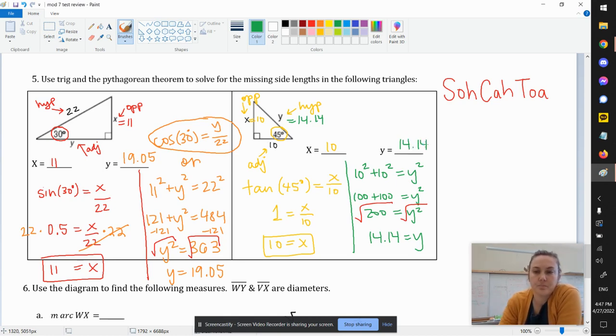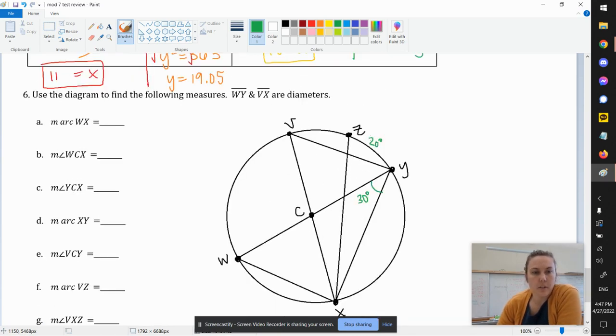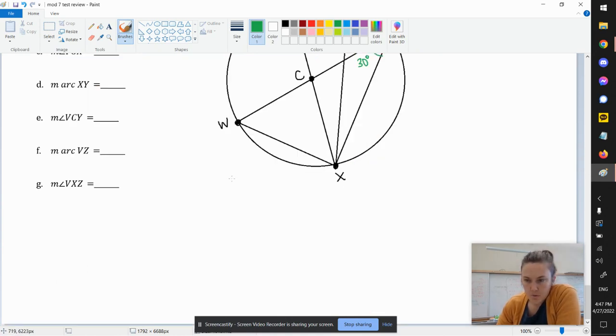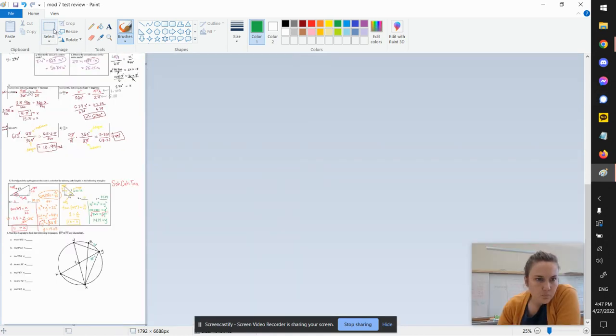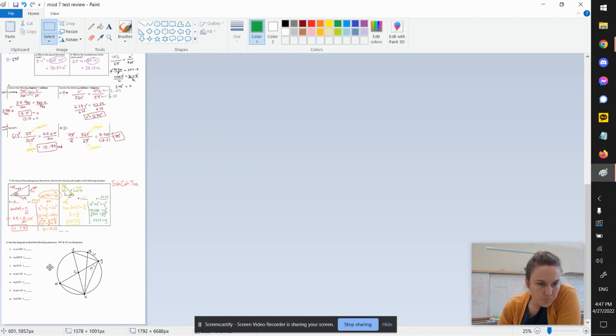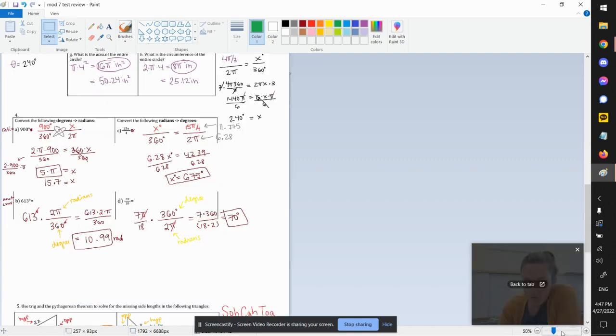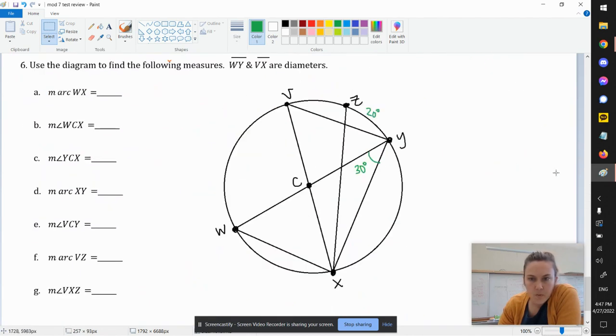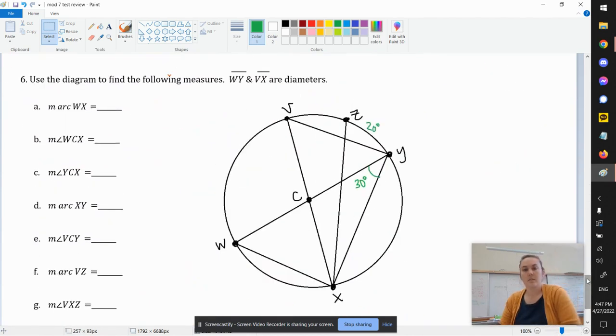Nice. Okay, I think this is the last one. Last one. Nice. We're going to do some circle measurements. Okay, for this one, we're given a circle diagram, and I want to know a bunch of arcs, and I want to know a bunch of angles.